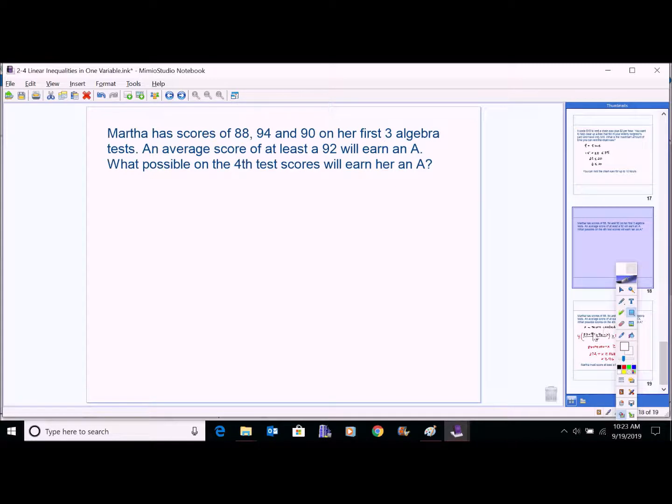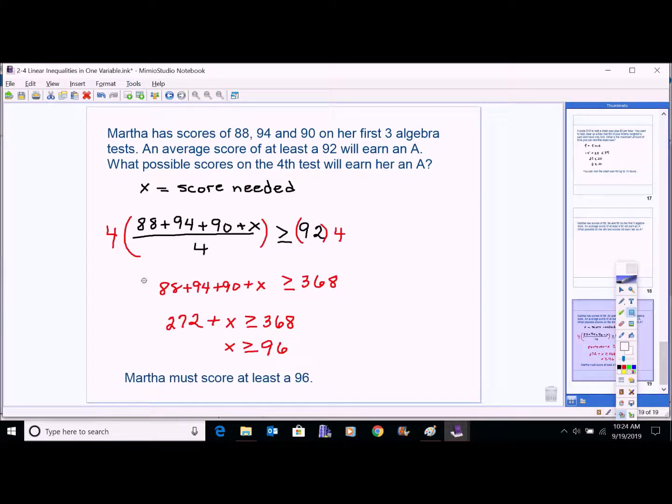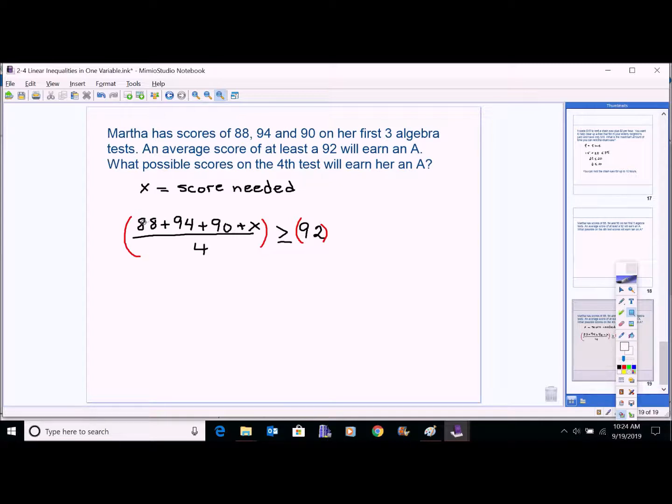So when you set up the problem, I'm going to try to erase super quick here. It looks like this to start with. Okay, here's your 88 plus 94 plus 90 plus X over 4, greater than or equal to 92 because that's what you want to do. And we want to then solve it. So what would be a great first step to get rid of that fraction? Good, we're going to multiply by 4.